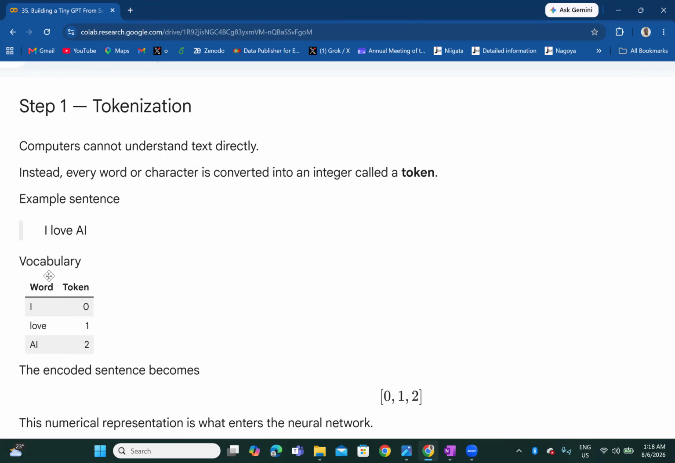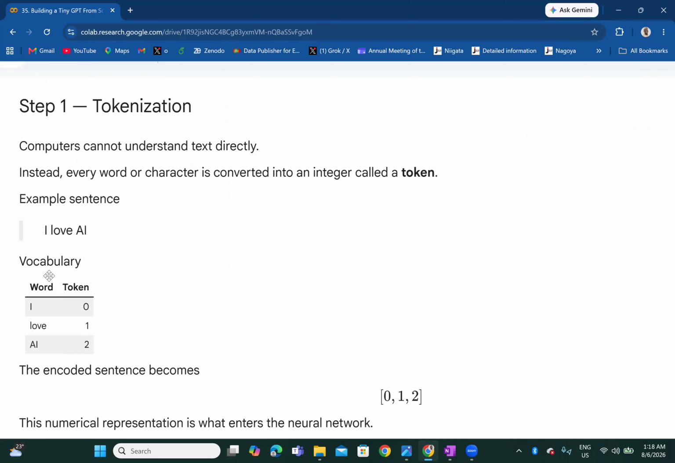So instead, every word or character is converted into an integer called a token. Example sentence: imagine you say, "I love AI." Let's say each word is taken as a token. So I is assigned number 0, love is assigned number 1, and AI is assigned number 2. The encoded sentence becomes 0, 1, 2.